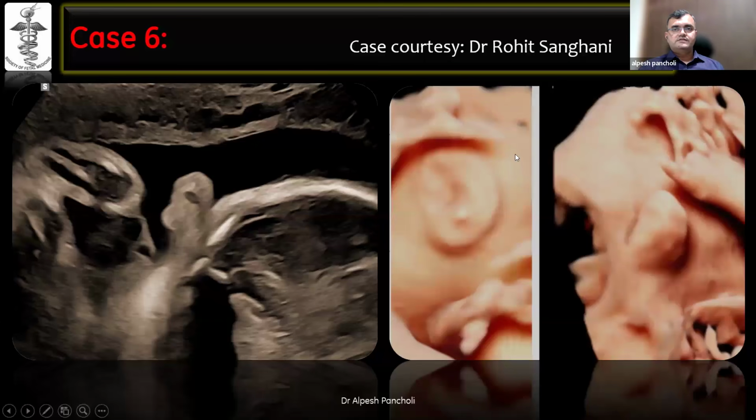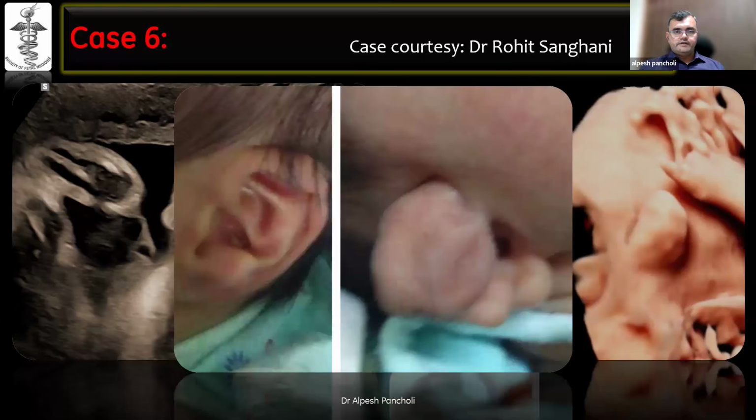Coming to case 6, this is a case given to me by Dr. Rohit Sangani. In the anatomy, there was no other anomaly than this. There is a globe of tissue on the right side. Here we cannot find any normal morphology of the pinna. On the left side, there is a normal external ear, and on the right side, a globe of tissue is seen. This patient continued pregnancy as there was no other anomaly, and here it confirms the prenatal diagnosis.